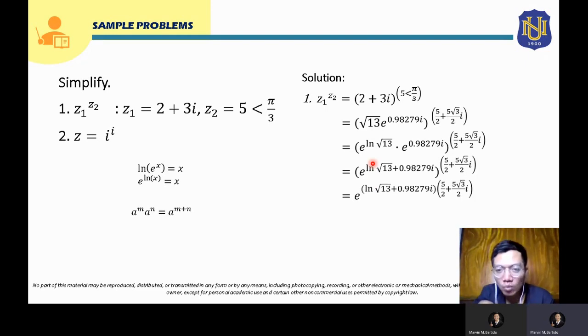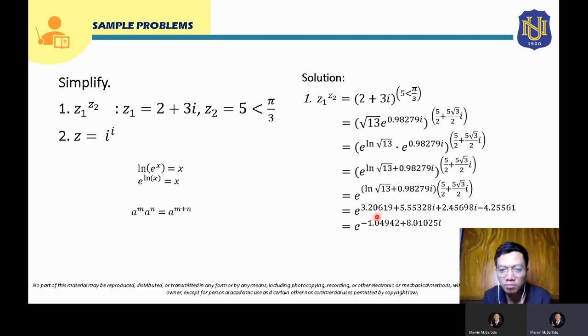So what will be the answer? It will be 3.20619 plus 5.5532 plus 2.45698i minus 4.25561. So from this, we can simplify that. We just combine all the real parts and all the imaginary parts. So this will be the result: negative 1.04942 plus 8.01025i.